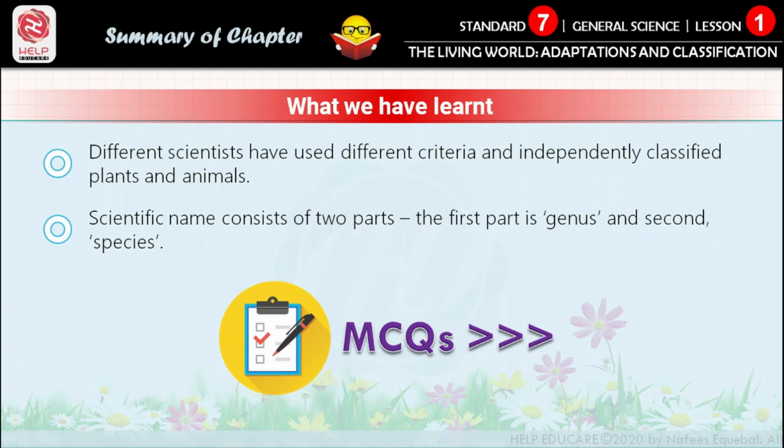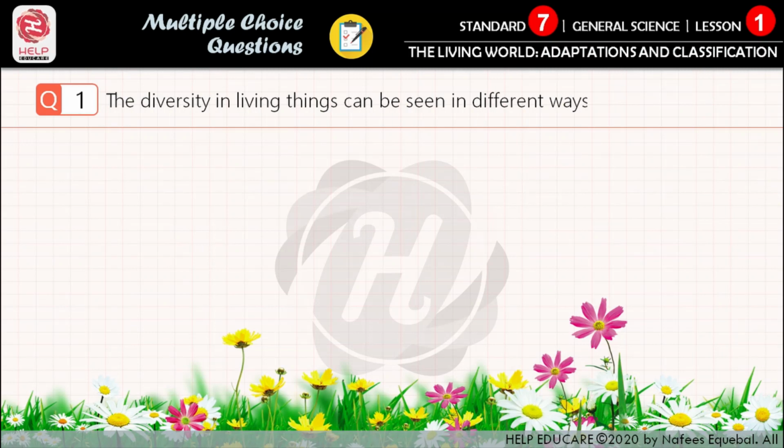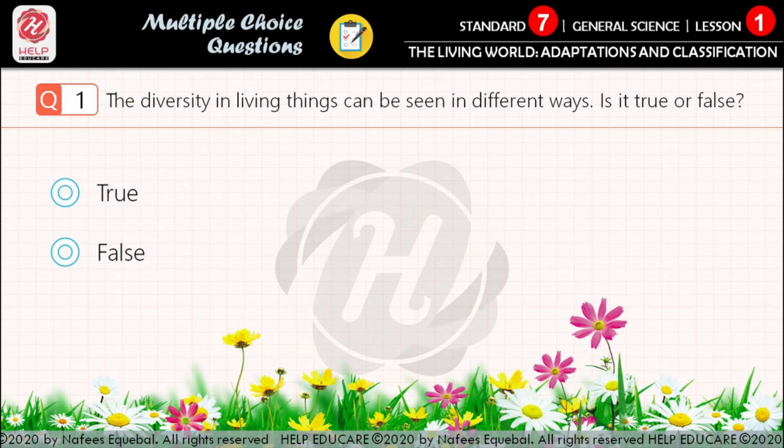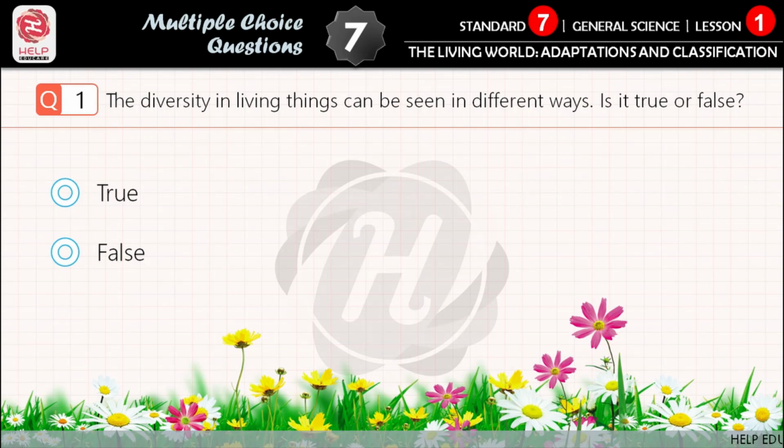Question number 1. The diversity in living things can be seen in different ways. Is it true or false? First option, true. Second option, false. Correct answer is true.